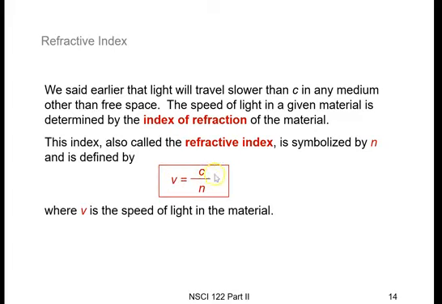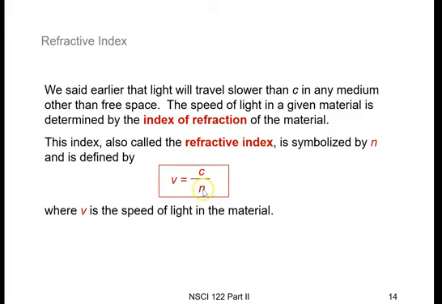Remember that c is the speed of the light in free space, that special value of 3 times 10 to the 8 meters per second. So in a material with index n, we know the light's going to slow down, and in fact that speed is going to be the free space speed, c, over the index. Okay, that's how we define this refractive index.